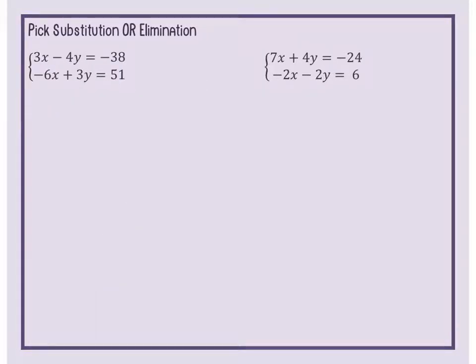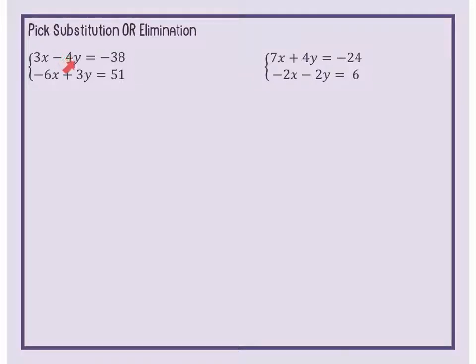So now, your choice on doing substitution or elimination. What method do you think would be easier for the first one, and why do you think it would be easiest? Okay. In my opinion, I think elimination would be easiest. And why do I say that? I don't have any one coefficient, so substitution is going to be a little bit harder. And I look at these numbers and I say, you know what?